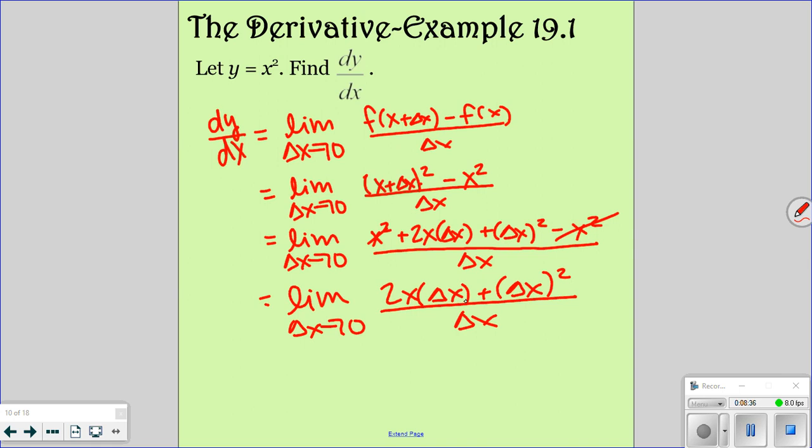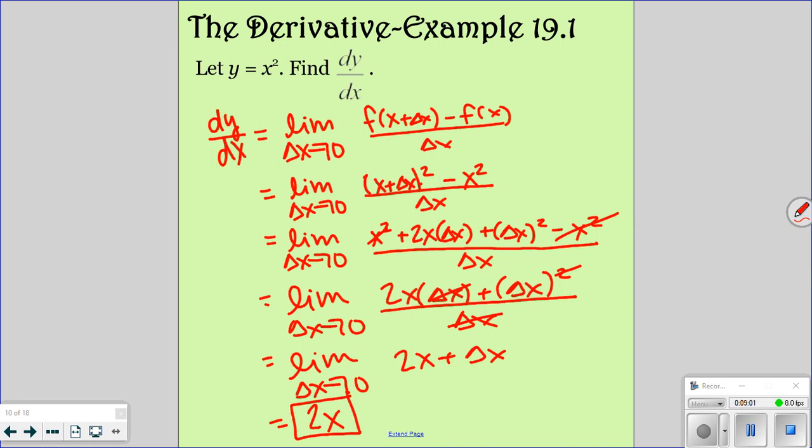After that, all of these three terms have a delta x in common, so we can cancel one of them, and we're left with the limit as delta x approaches 0 of 2x plus delta x. And then we can plug in delta x equals 0, and so that leaves us with just 2x. And so that would be your derivative. Okay, so that's how that works.